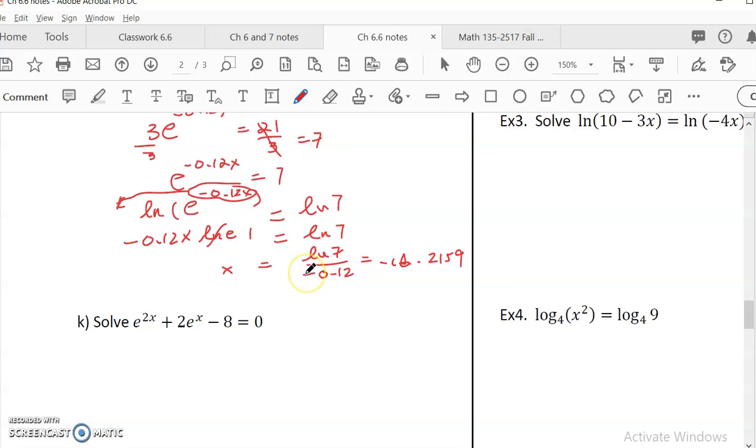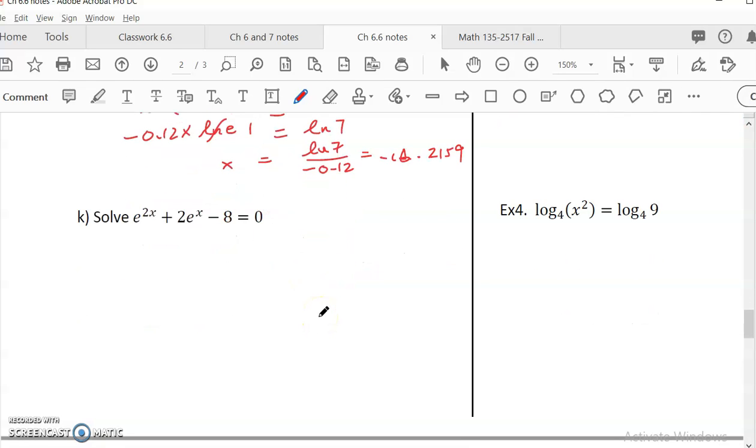So that's the answer. This last one is a little strange because we see two exponents. We see an exponent, an e, and then another exponent, but this is x and this is 2x. So we would say this is quadratic form. Why? Because one term is the square of the other. We call it quadratic form. So then we would use substitution. Let u be the one that is not squared, e to the x, so that u squared is actually e to the 2x, because if you square this, it is actually 2x. So after you substitute, I would have u squared plus 2u minus 8 equal to 0.